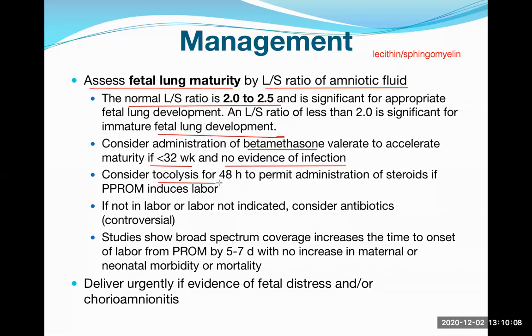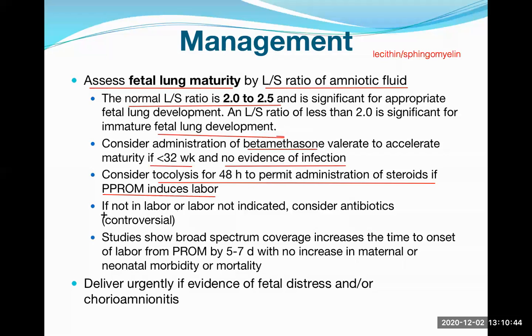Consider tocolysis for 48 hours to permit administration of steroid if preterm premature rupture of membrane induces the labor. But once again, there should not be any infection inside the uterus. Then only I can go for tocolytic therapy. And this is only done in preterm premature rupture of the membrane. If the baby is already more than 36 weeks of gestation, we don't do this type of therapy. We want to deliver that baby as soon as possible.